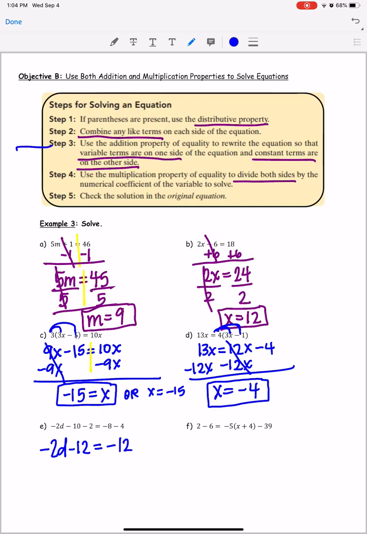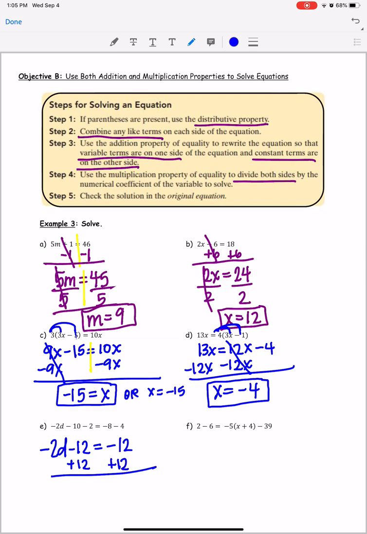Okay, so now we're here. We need to get the variable on one side. Well, the variable's already on one side, so that means I need to get my constant on the other. So I need my number over here. My variable's already on the left. Get your number on the right. So that means I need to move this 12. The opposite of minus 12 is to add 12. And what I do to one side of this equation, I must also do to the other side. So if I'm going to add 12 to the left, I'm going to add 12 to the right.